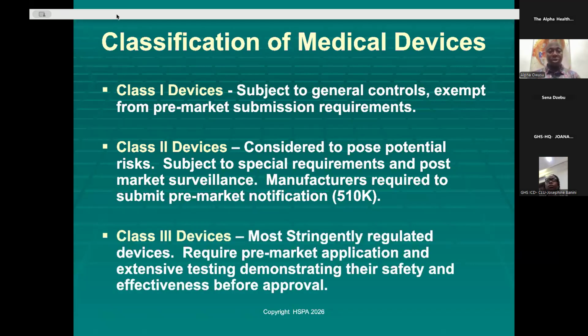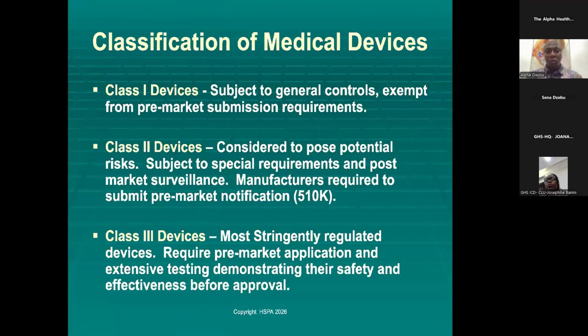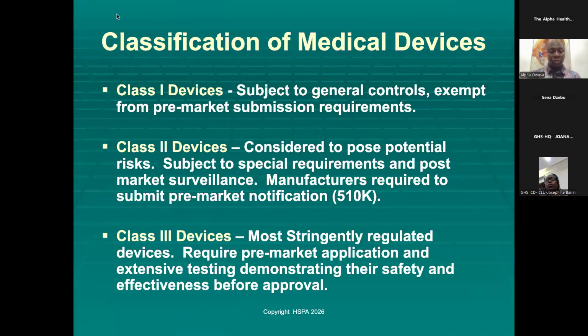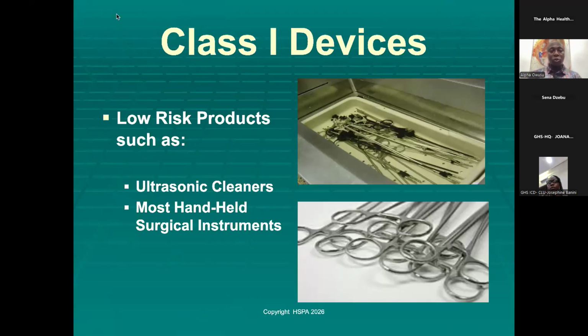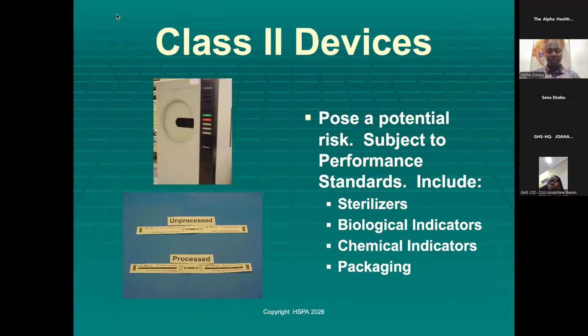Now, class 3 devices, these are stringently regulated. It requires a market application. You have to put an application through it. Studies should be done before you get approved to use them. These are examples of the low class 1 devices: the laparoscopy instruments, ultrasonic, right? The surgical instruments, right? Now, the sterilizers and the chemical indicators, and I'm going to explain this a little bit.